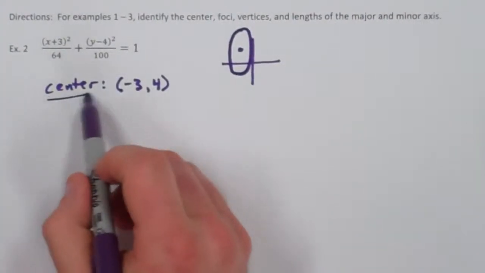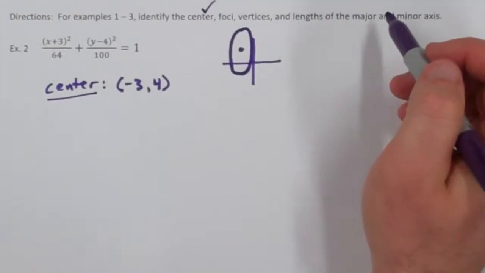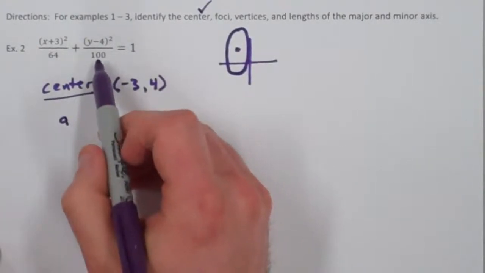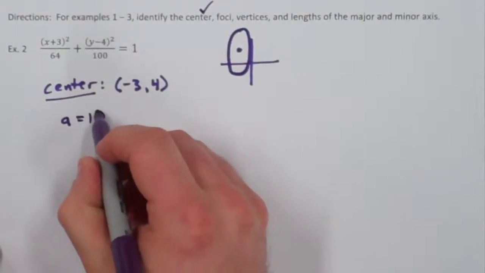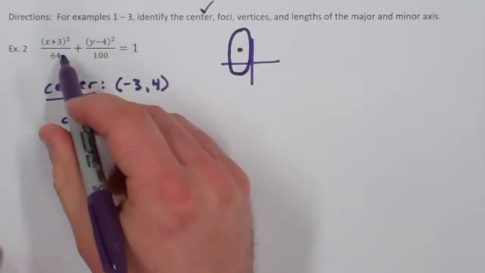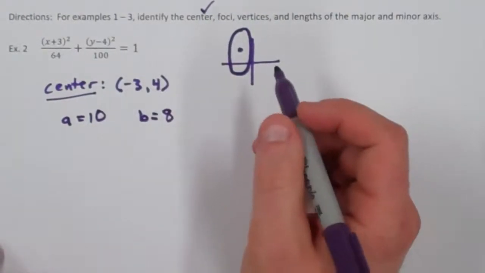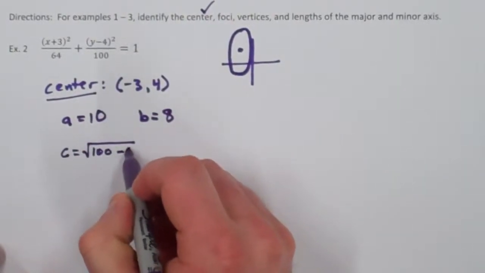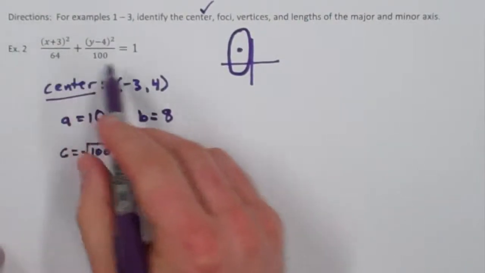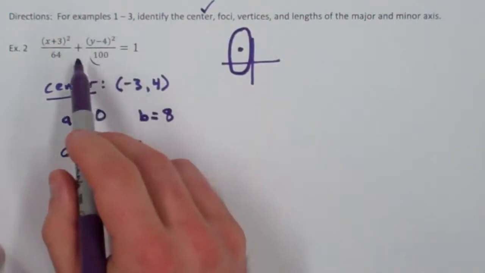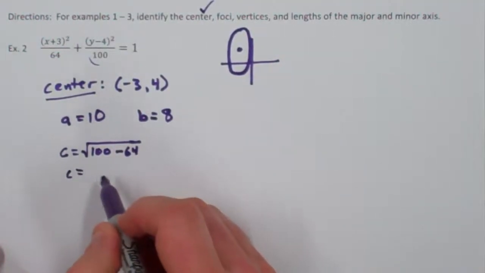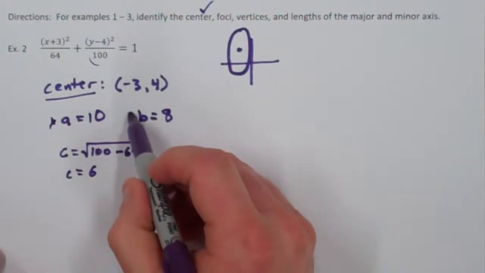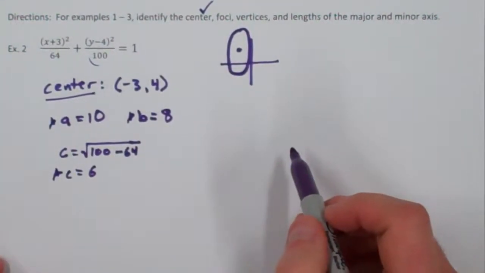Now we've got the center, so we got that. Now to find the foci and the vertices, what we need to do is identify A, B, and C. So A is just the square root of the larger number, so that would be 10. And B is the square root of the smaller number, so that would be 8. C is equal to the square root of 100 minus 64. And you can go right back to your equation because this is A squared minus B squared, and hey, those values are right there. So C in this case will be the square root of 36, which is 6. So we've got A, we've got B, and we've got C.